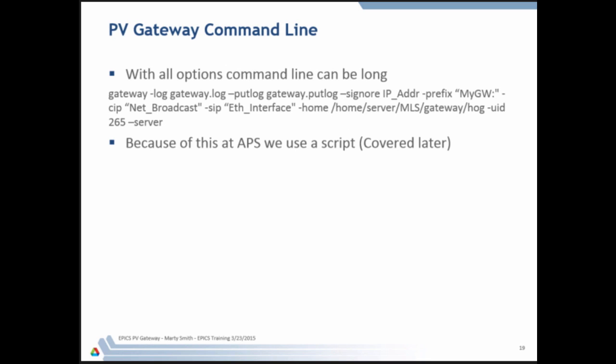Okay, so those are just some of the command line options. So this would be a typical command line that you would use. You've got gateway -log, your gateway.log, then the -putlog, and this -signore, and then you have your IP address after that. That is if you have particular networks or particular host machines that you would like the gateway to ignore channel access requests from.